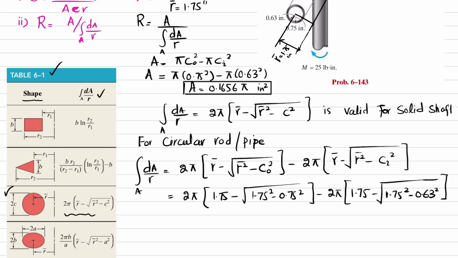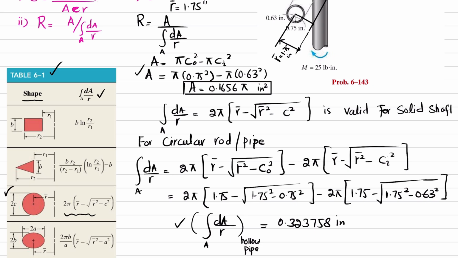Okay. So when you solve this, you will get the term dA over r for the entire area for this hollow pipe or elbow comes out to be 0.323758 inch. Okay. Now you have the value of A and you have this term.